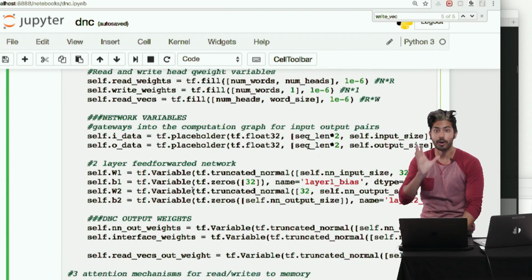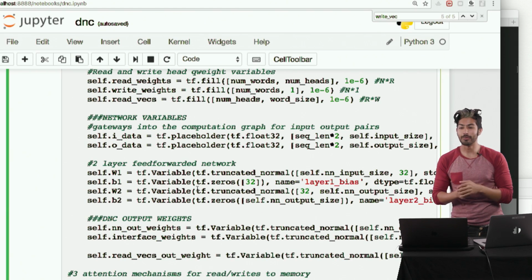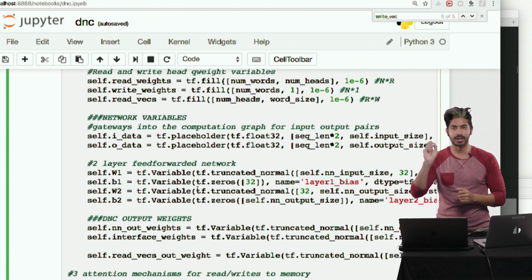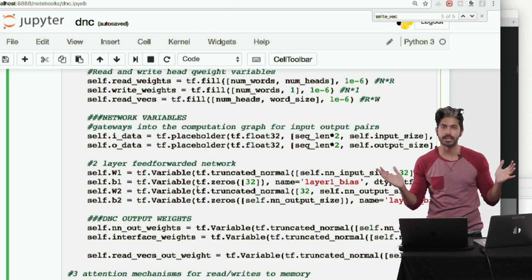Okay, so then we define our network. Because this is a super simple use case, we have one read head and just binary input-output pairs. Let's just define a two-layer feed-forward network. It's got a set of weights and a set of biases. So weight, bias, weight, bias. That's it.